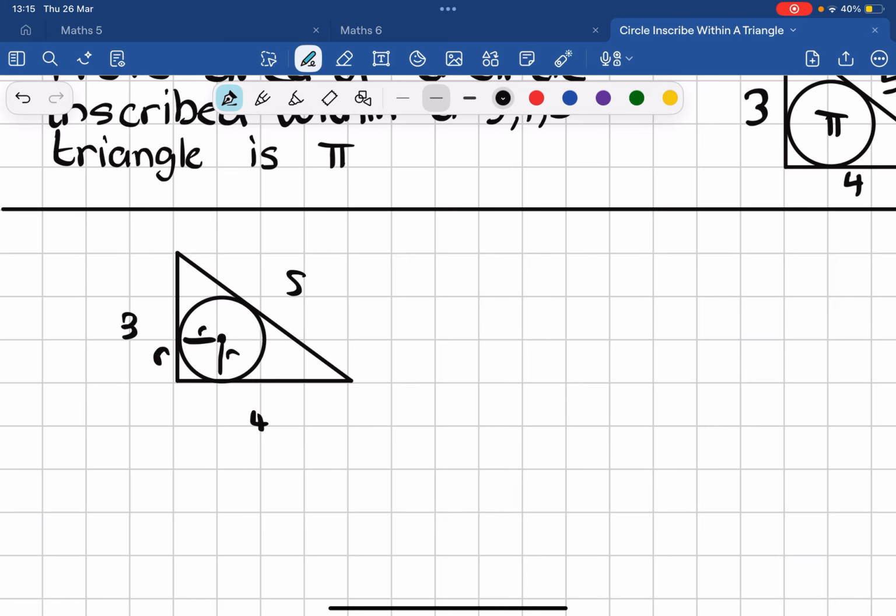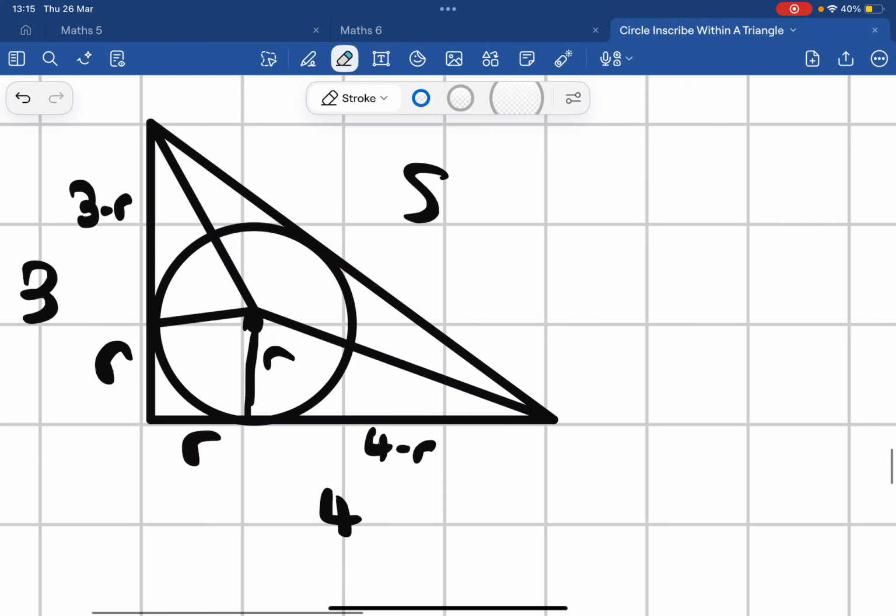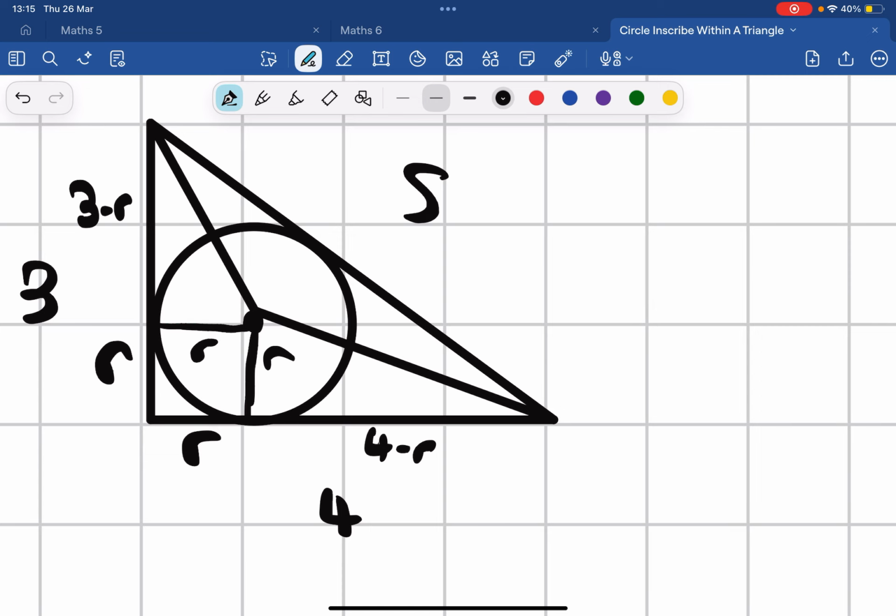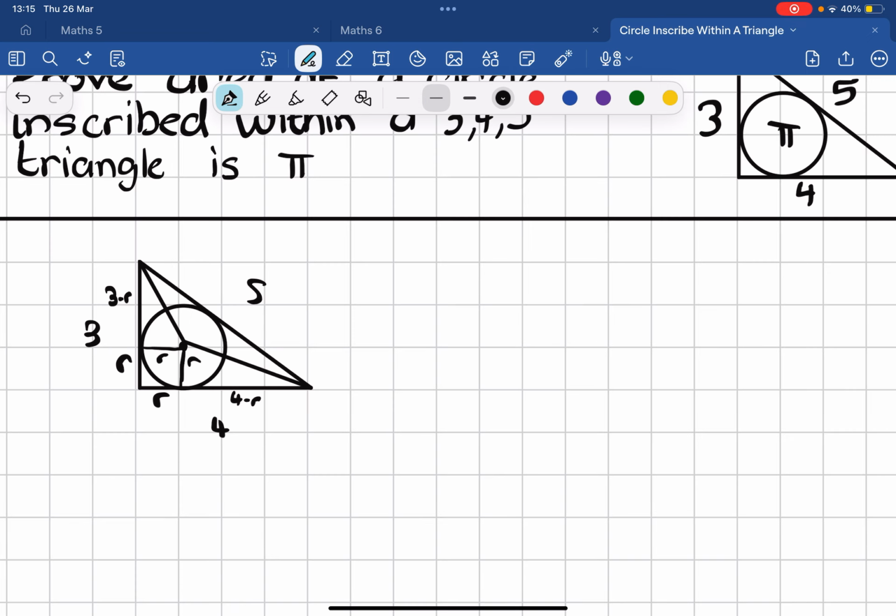So we know this length here is r, this is r. This means that this length here would be 3 minus r. Then similarly for the base, 4 minus r. And using these lengths, we can create more triangles within our main one. So we have a triangle here. Just make that a bit more clear. I should straighten that out. That should be r.